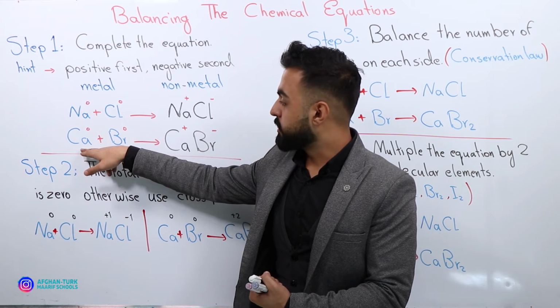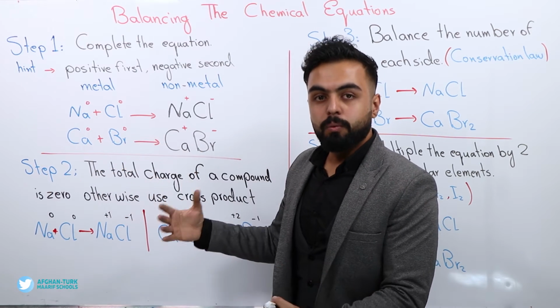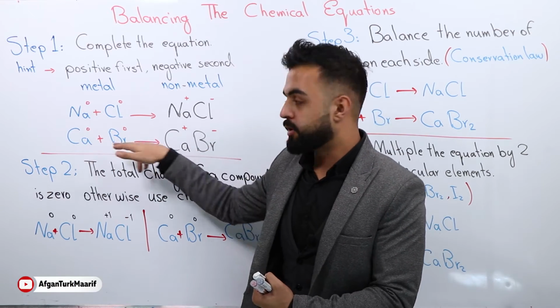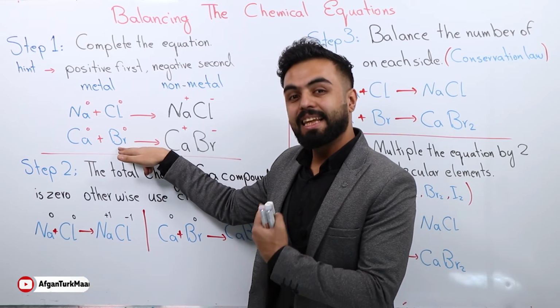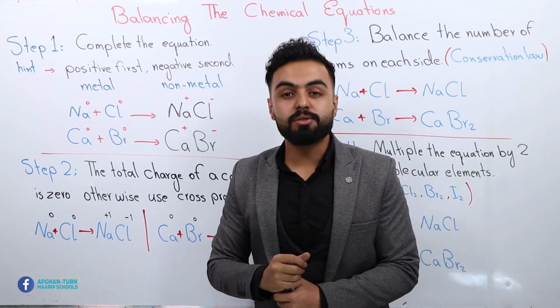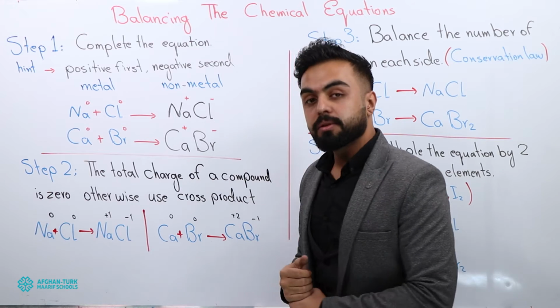Then again, another example, calcium with bromine. They react. So we should first know what is the result. Calcium bromide. Which one is first? Calcium. Which one is next? It is bromine. So the first step is to complete the equation. Now let's go to the second step.